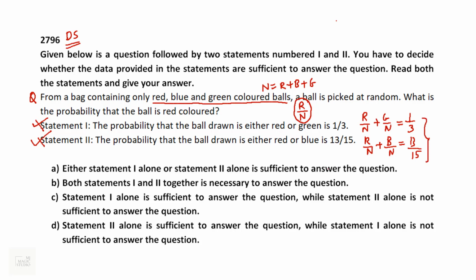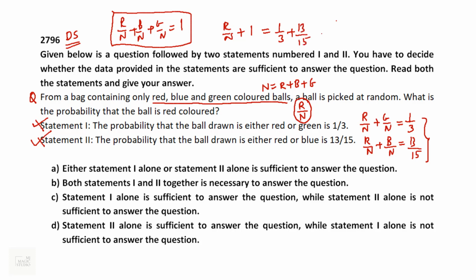But if I combine these two statements, first thing, I know that R by N plus B by N plus G by N is equal to 1 because total probability is always 1. So if I combine these two statements, what I will get is R by N plus G by N plus R by N plus B by N equals 1 plus R by N, which equals 1 by 3 plus 13 by 15, that is 5 plus 13, 18, that is 1 plus 3 by 15. The 1 cancels out, we can find the value of R by N. R by N in this case would be 3 by 15, that is 1 by 5.